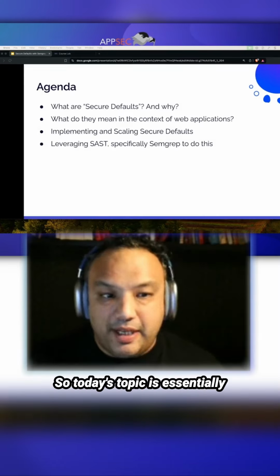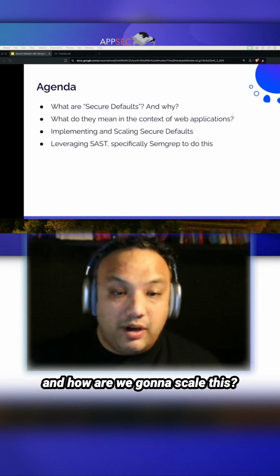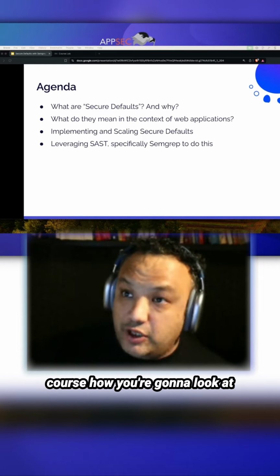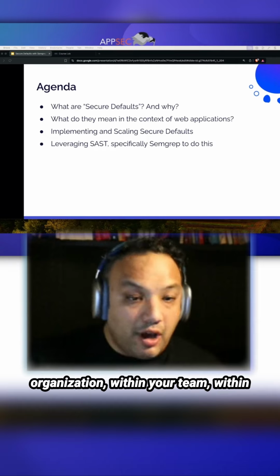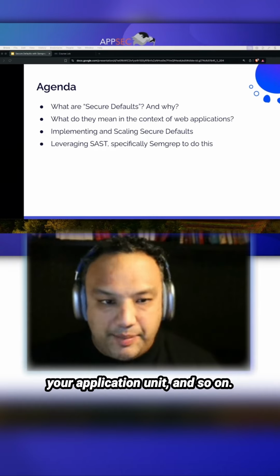So today's topic is essentially going to be about secure defaults and how we're going to scale this, how we're going to run this, and of course, how you're going to look at static analysis to be able to enforce this sort of pattern within your organization, within your team, within your application unit, and so on.